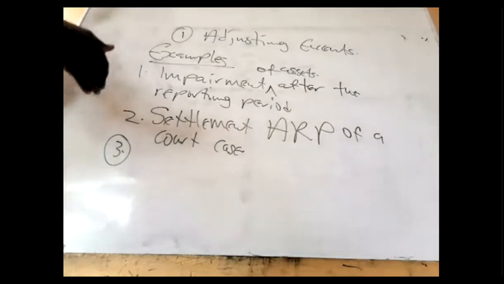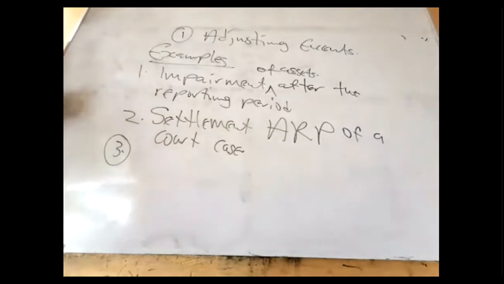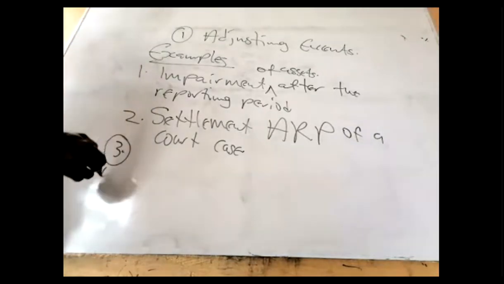We saw the evidence after the reporting period. So what do you do? You have to adjust the financial statement. So, like invoices that were missing before the year end and were found after the reporting period, that is how we are going to treat it. So let's go to number 4.